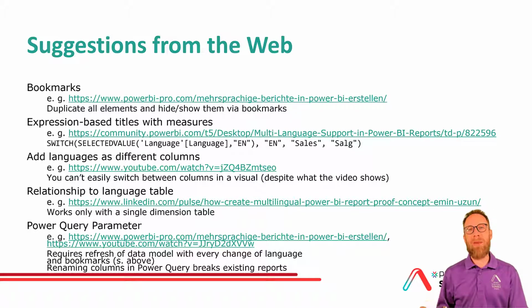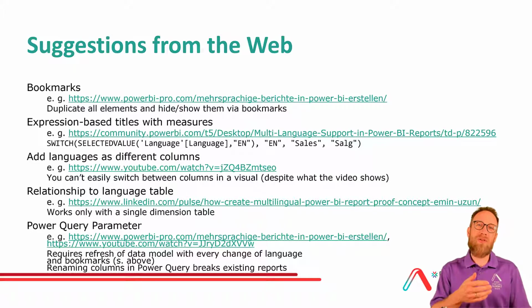Through Power Query parameter, on the link, the blog and the YouTube video, they show how you can change the column names of your Power Query results dynamically depending on a parameter. I didn't know that this is actually possible. The drawback with this is that every time you change the language, you have to refresh all the Power Queries, which did not work for my use case.